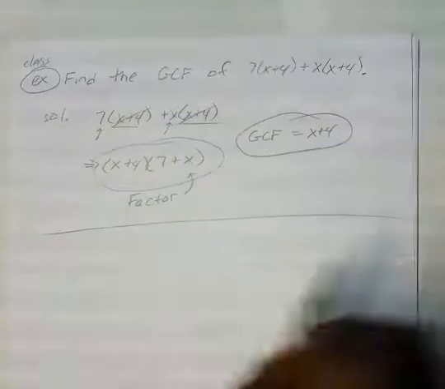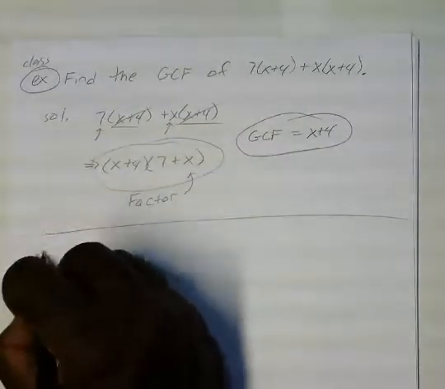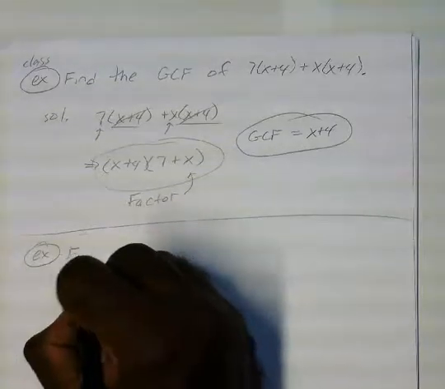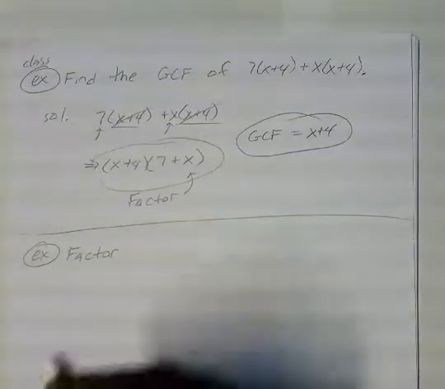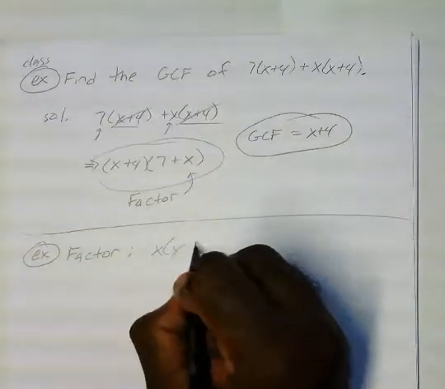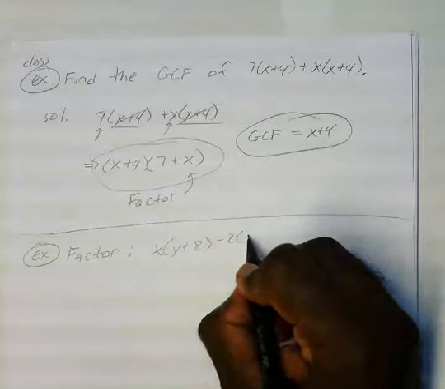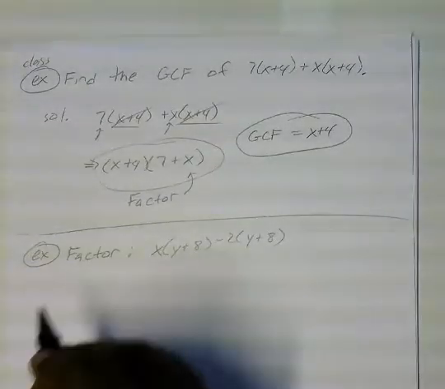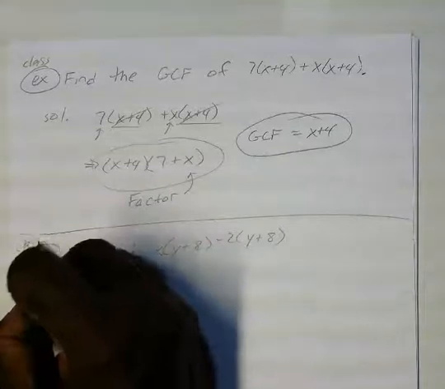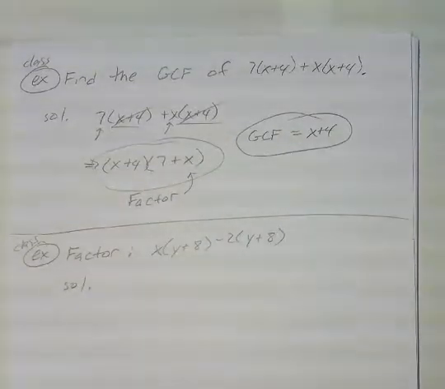Okay, so let's say we do another example. Let's say we just wanted to factor. Don't find the greatest common factor, just factor. So factor x times (y + 8) minus 2 times (y + 8). Again, press pause, and I want you to try this one. Don't worry about the greatest common factor, just factor.